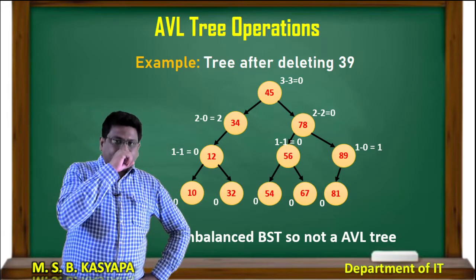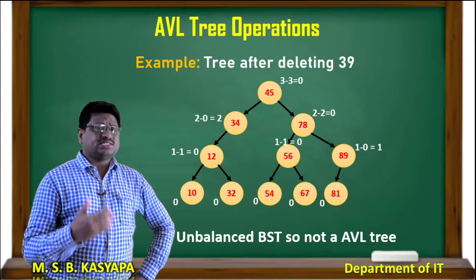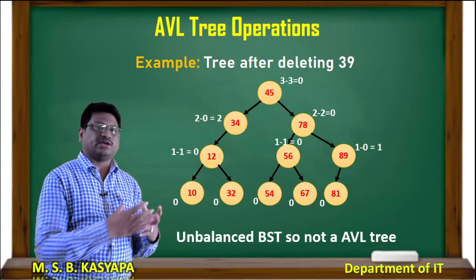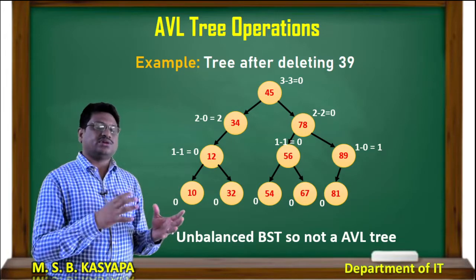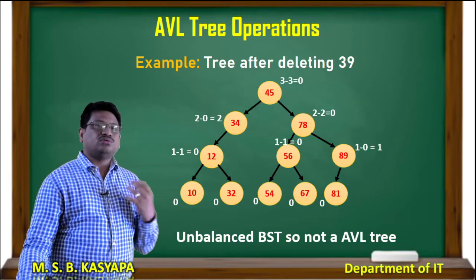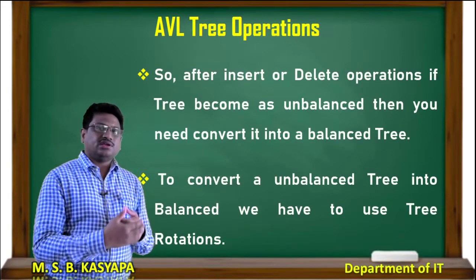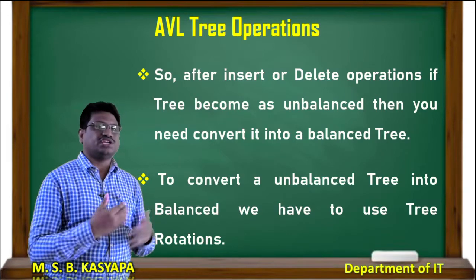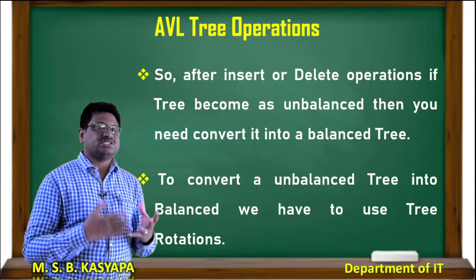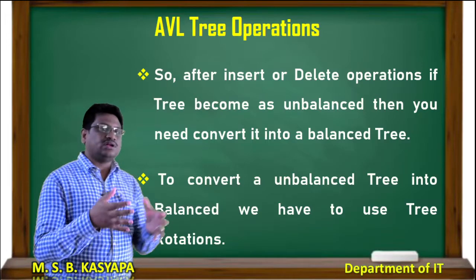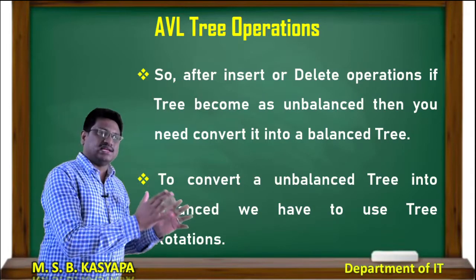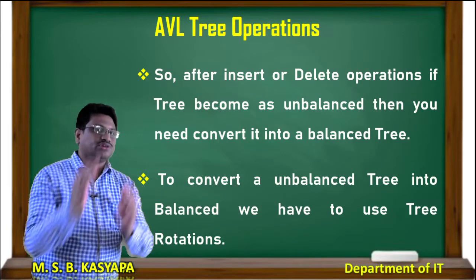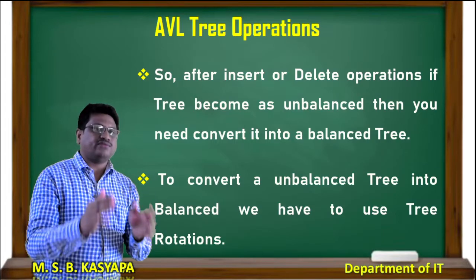Now, if this happens, what do I have to do? I have to change the tree structure to create a balanced tree. How to change a tree? The tree can be changed with the help of rotations. This is called tree rotation. If the tree becomes unbalanced, then I have to convert it into a balanced tree. How to convert into a balanced tree? With the help of tree rotations.